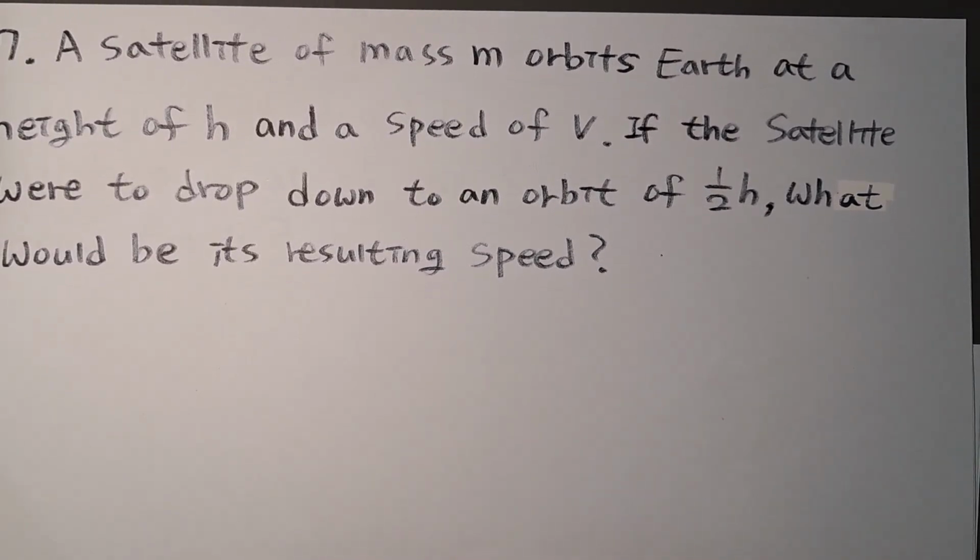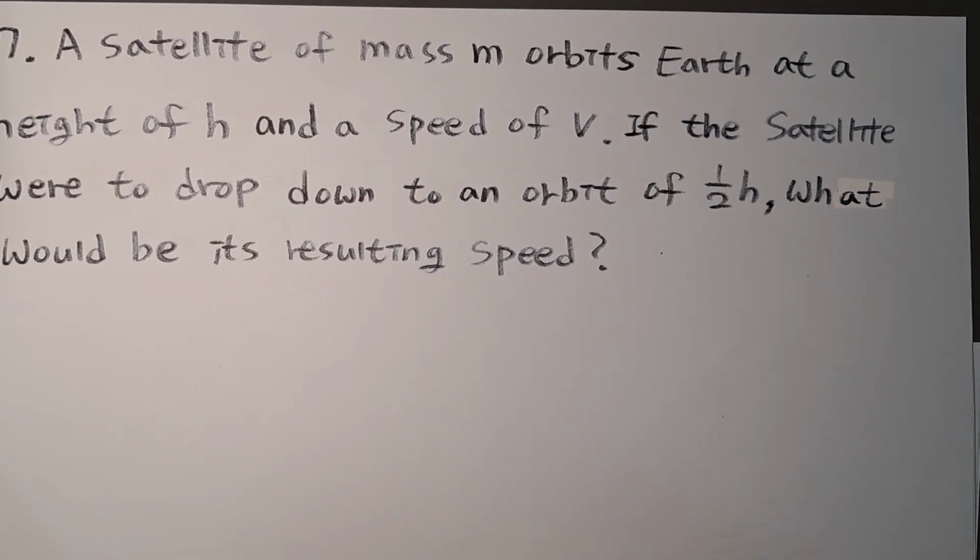A satellite of mass m orbits Earth at a height of h and a speed of v. If the satellite were to drop down to an orbit of 1 over 2h, what would be its resulting speed?